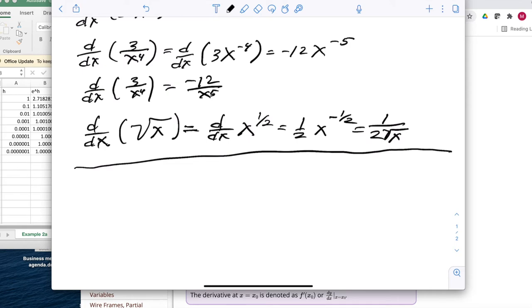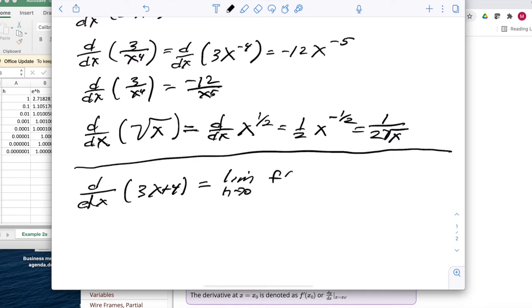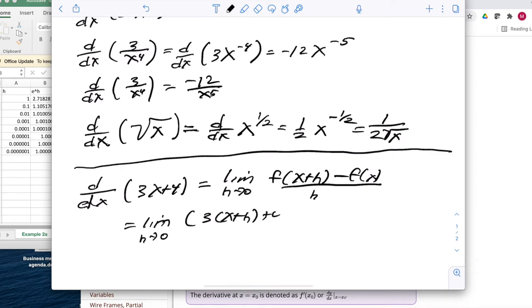If I want to justify it now, I'm going to start with a simple case. If I wanted the derivative with respect to x of 3x plus 4, by definition, that's the limit as h approaches 0 of f of x plus h minus f of x all over h, which is the limit as h approaches 0 of 3 times x plus h, plus 4, minus 3x plus 4, all over h.